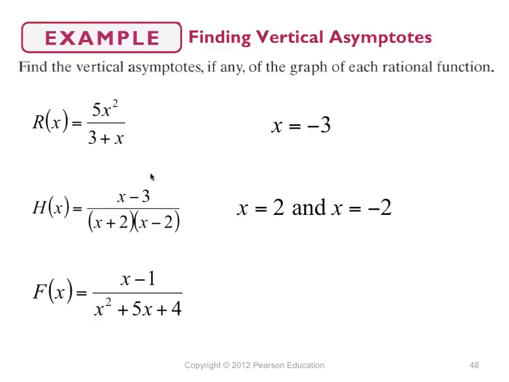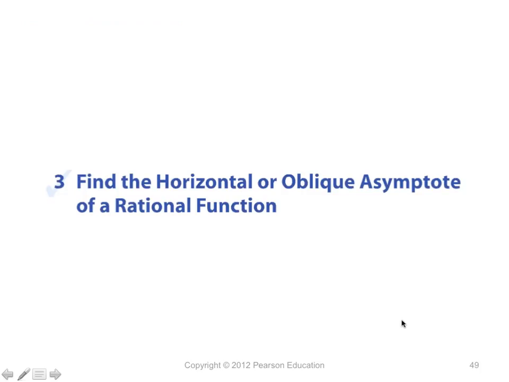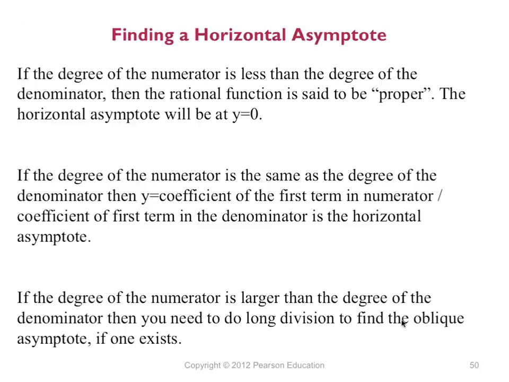And if we look at this one here, we have f of x equals x minus 1 over x squared plus 5x plus 4. We would want to factor our denominator. It would factor into x plus 4 times x plus 1. So we would end up with two vertical asymptotes, one at x equals negative 4 and one at x equals negative 1.